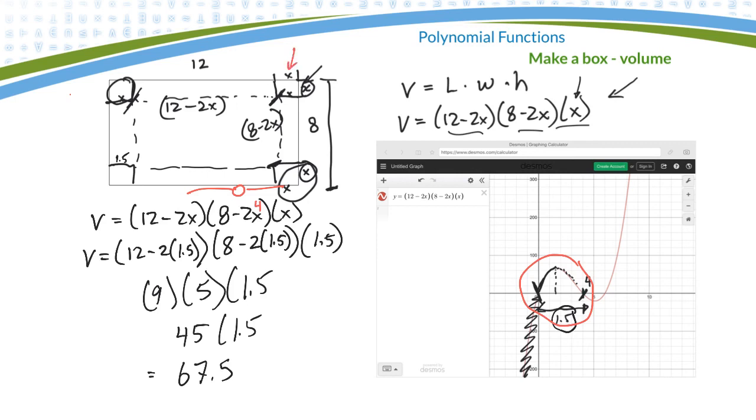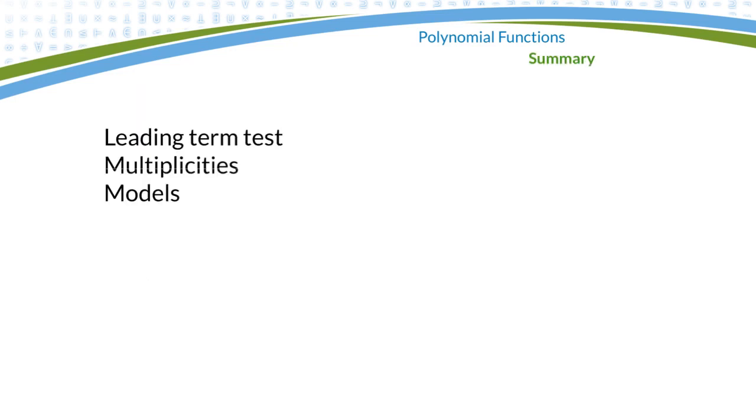There's lots of other questions in your homework that are similar to that, and typically they don't make you come up with the polynomial. They give you the polynomial, and then they ask some questions about it. In this video, we have looked at using the leading term test to determine the shape of a graph. We've also found zeros and the multiplicity of those zeros. And then lastly, we just looked at a quick model.